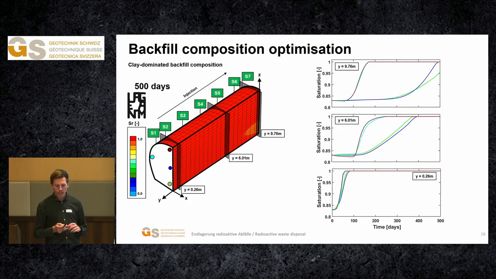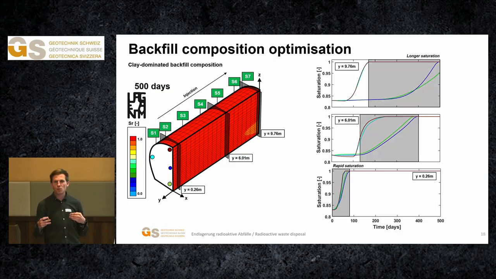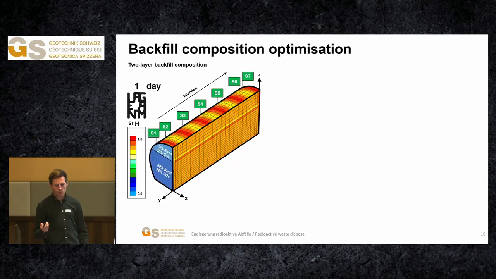And so if we take a look at the different sections of the system, we can see that we have very fast resaturation of the section close to the upstream injectors, but we have a significant resaturation delay for the other sections of the backfill, which is problematic. And so the idea was to switch to another configuration with a sand-dominated backfill composition on top, which is more permeable, and a clay-dominated backfill composition at the bottom, which is less permeable.